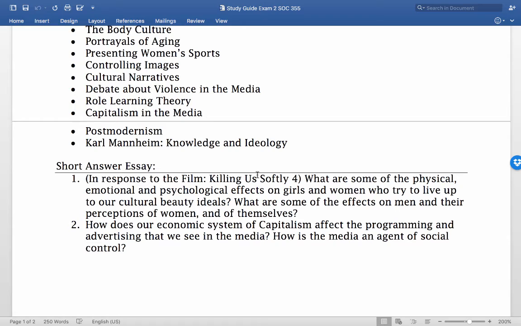Role learning theory suggests that images in the media become the models for how we construct our self-concepts, and how we understand our cultural ideals comes through these images that we absorb over and over and over through the media.